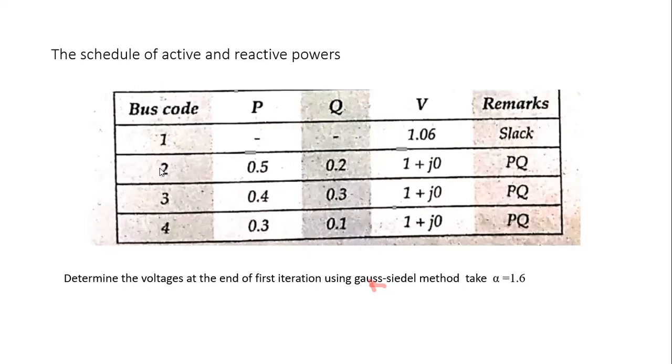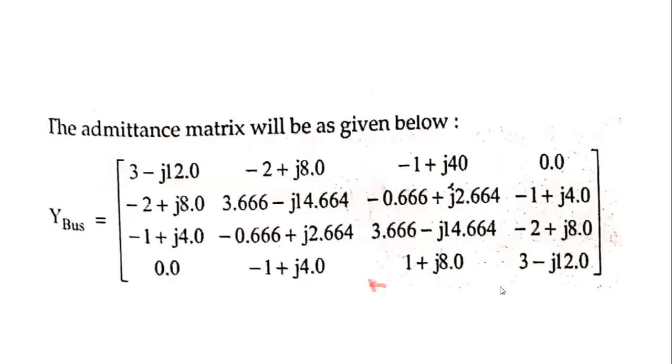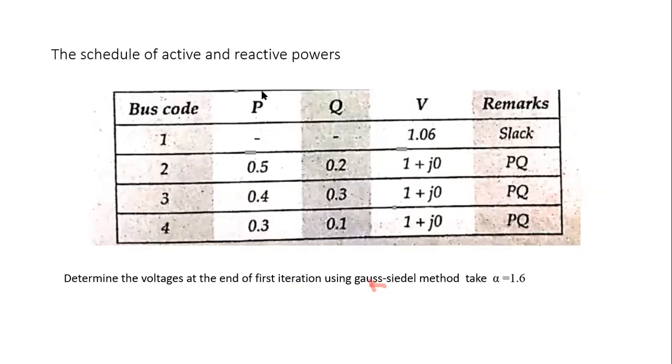Determine the voltages, that is V2 of 1, V3 of 1, V4 of 1, the voltages at the end of the first iteration, by taking the iteration factor alpha equal to 1.6. First, what is the procedure for finding the voltages for the first iteration?